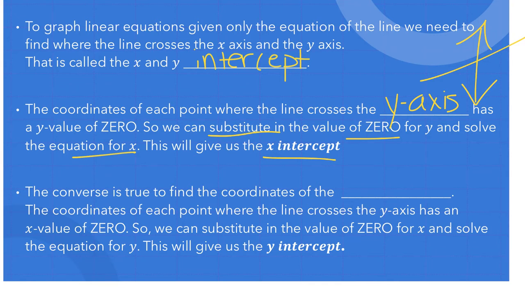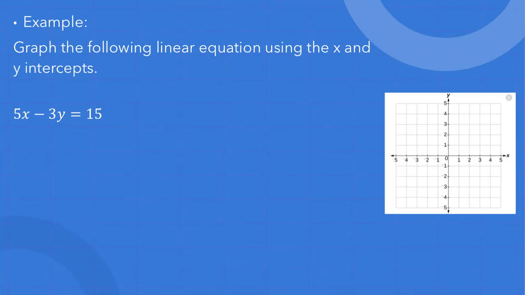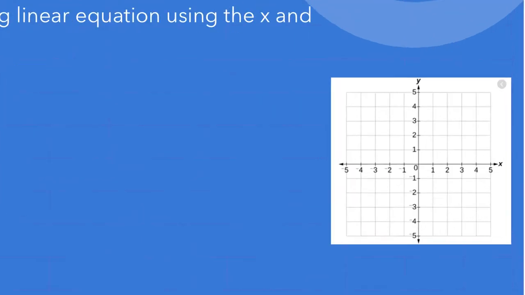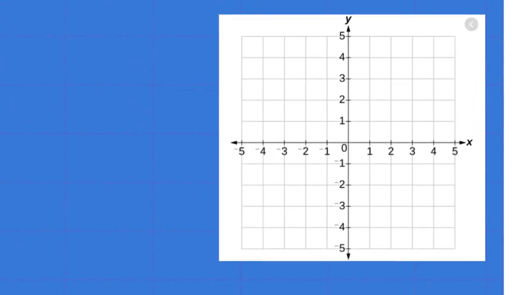So the converse is true to find the coordinates of the x-axis. The coordinates of each point where the line crosses the y-axis has an x value of 0. So then we can substitute the value of 0 for x and then solve for y, and that will give us the y-intercept. So all we're going to do is replace our x's and y's with zeros to help us find the opposite of whatever they are. With us replacing the x and the y, we'll be able to get 2 points on this eventually.